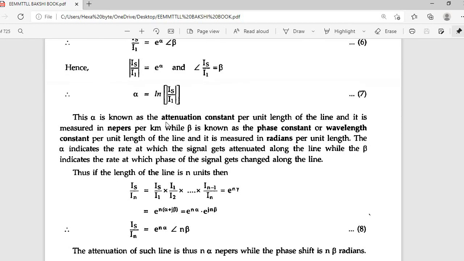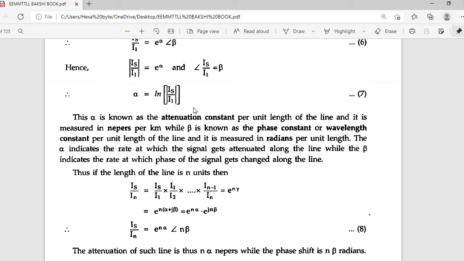So this alpha is known as the attenuation constant per unit length. Alpha is always the attenuation constant per unit length, not for the whole transmission line. Per section, some attenuation constant is there. Per section, each of the n sections has a value per unit length.